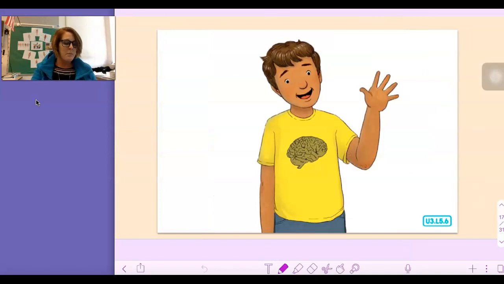The next time we meet, we'll talk about the system that controls all your other body systems. This system controls both the voluntary and involuntary muscles in your body and much more. Can you guess what the system is? We'll see if you guessed correctly next time.